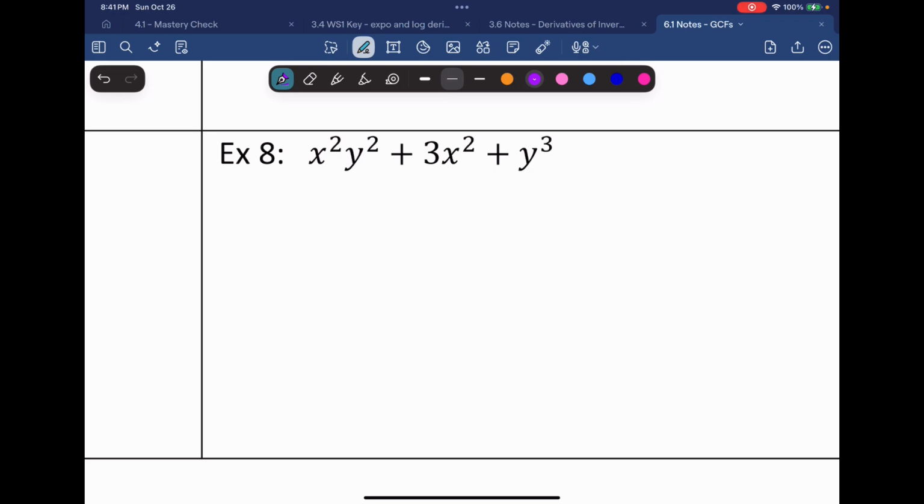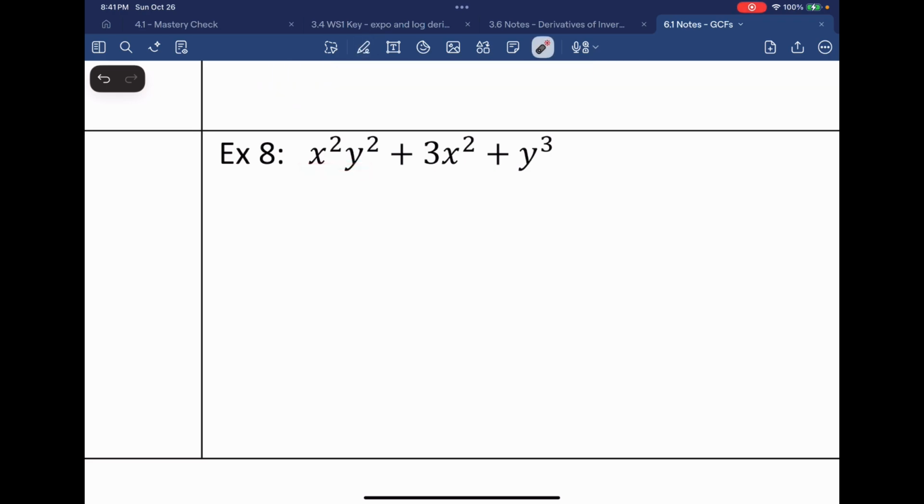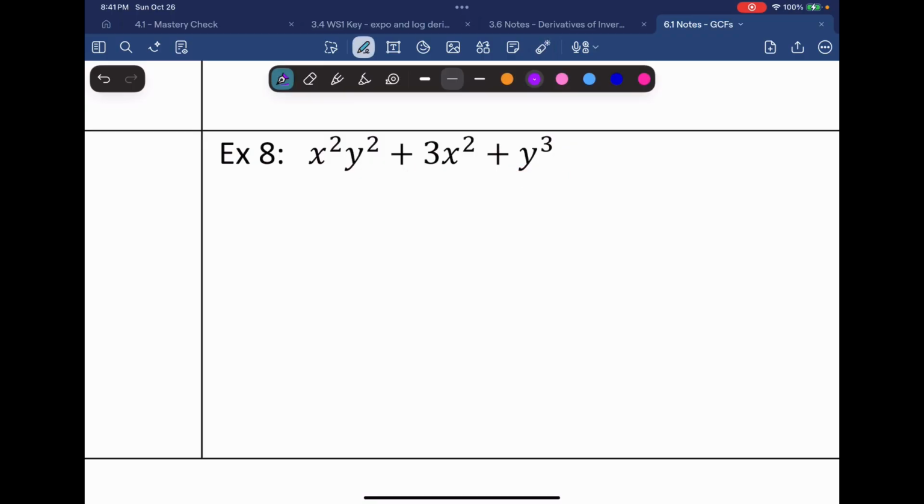Sometimes you can't factor out anything. X squared, y squared, 3x squared, y cubed. No common factors. Nothing in the front because it's all 1s and 3s, so this is prime. Remember, a prime number is a number that can only be divided by itself and 1. And itself doesn't count as a GCF.